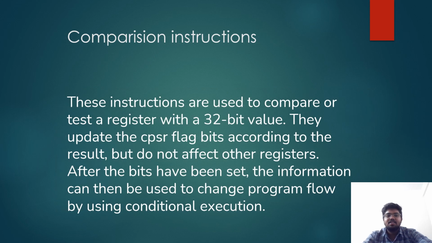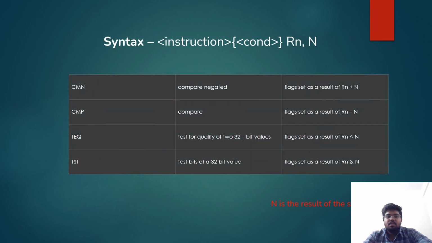Comparison instructions. These instructions are used to compare or test a register with a 32-bit value. They update the CPSR flag bits according to the result, but do not affect other registers. After the bits have been set, the information can be used to change program flow by using conditional execution. And operations are CMN, compare negated, CMP, compare, TEQ, test for equality of two 32-bit values, and TST, test bits of a 32-bit value.